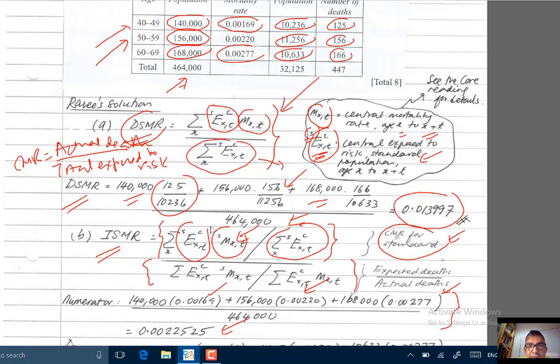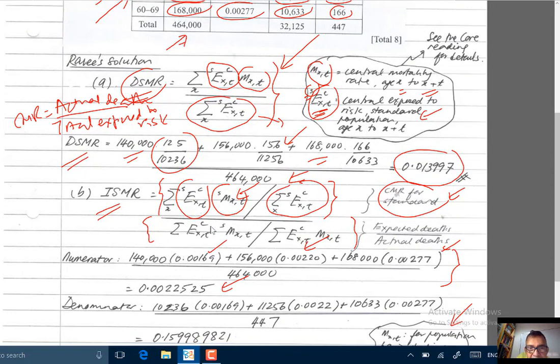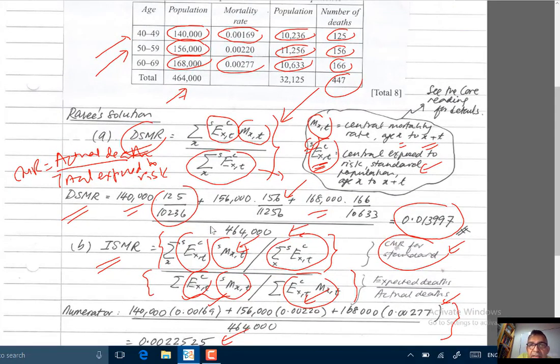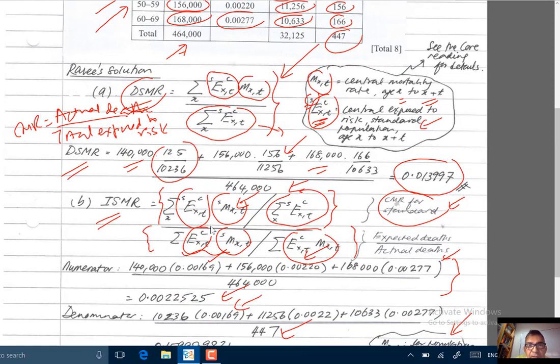Now we need the denominator. We have E_xt upper C times your mortality rate for the standard population, because it's the expected deaths, divided by your E_xt upper C times your central mortality rate for the population. This thing here is your actual deaths, so you don't have to worry too much about it because the number is given, 447. You just have to work out this part here. Take the first number, 10,236, multiplied by your central mortality rate for the standard population, 0.00169. Do the same for the rest of the age bands. Take 11,256 times 0.0022, and for the final age band, 10,633 times 0.00277.